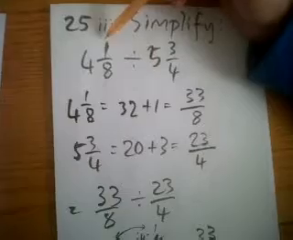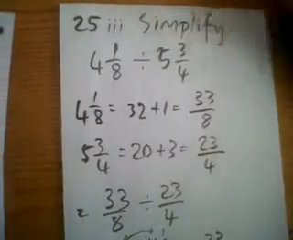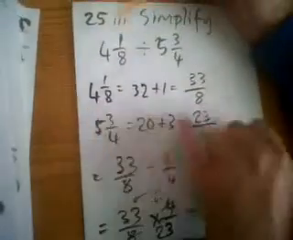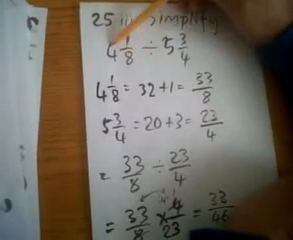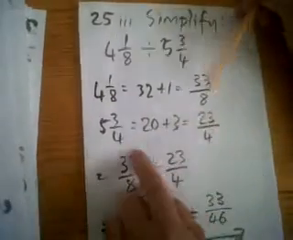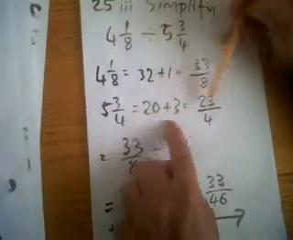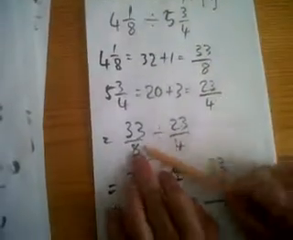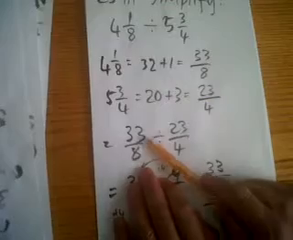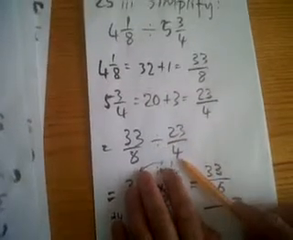Simplify. 4 and 1/8 divide by 5 and 3/4. Now, this you have to change to an improper fraction. 4 times 8 is equal to 32 plus 1 is 33 over 8. And that one is 4 times 5 is 20 plus 3 is 23 over 4. Now you see that is now the same sum but in an improper fraction. 33 over 8 divided by 23 over 4.